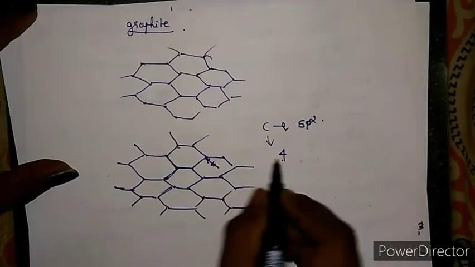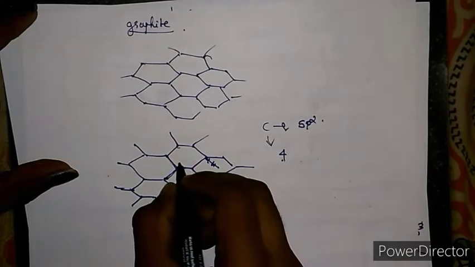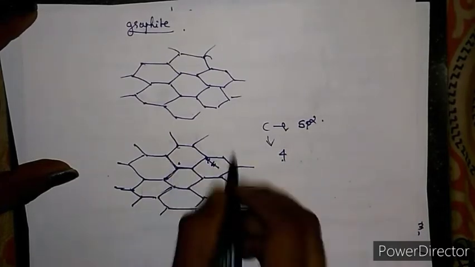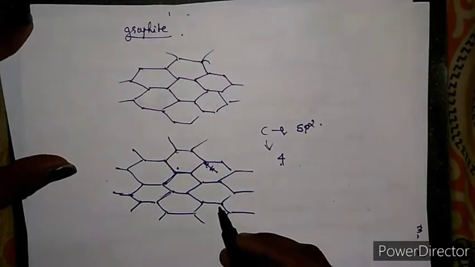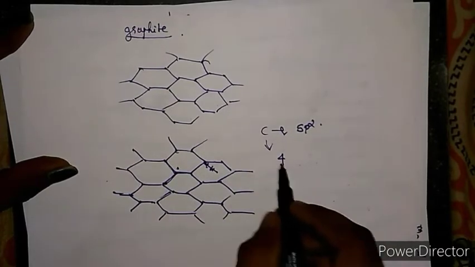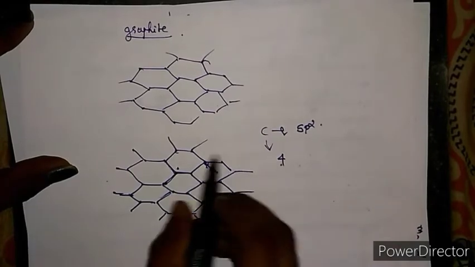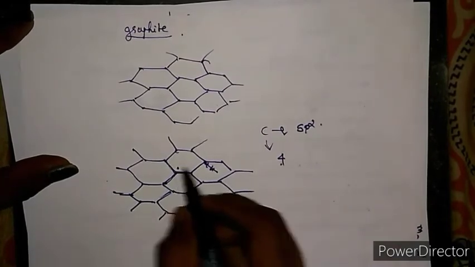But we have 4, no? That means 1 extra electron is there, and that electron will be present in the layer. Okay, this is the layered structure of graphite. Of the 4 valence electrons, 3 are used to make the bond, and 1 electron will be present in the layer.